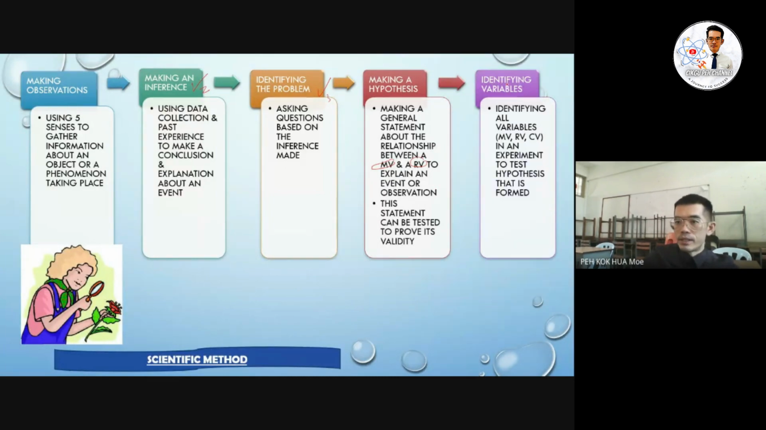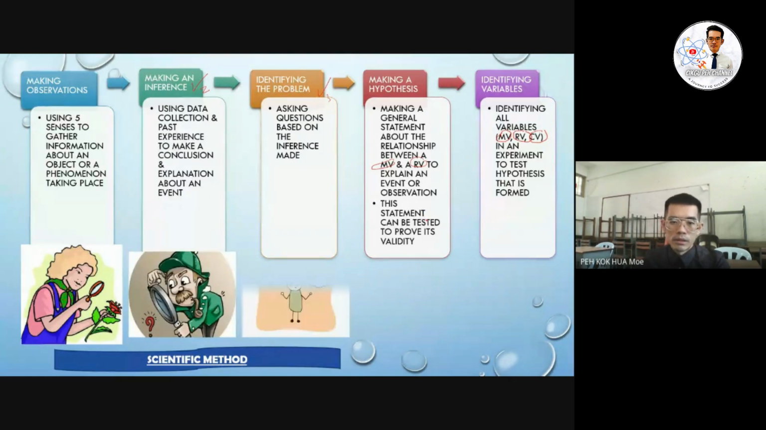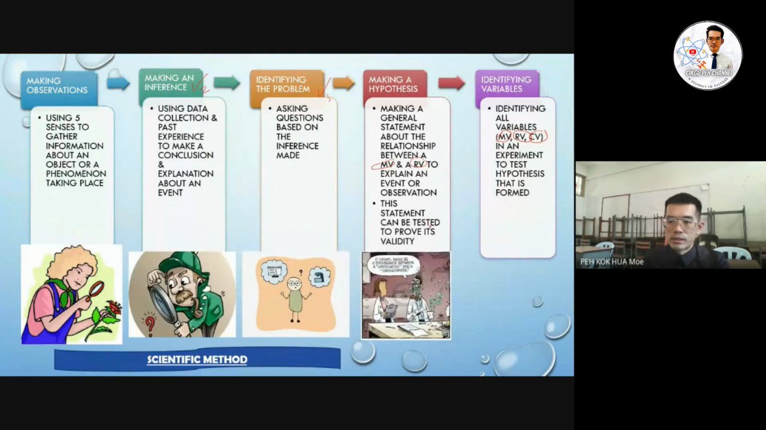Okay, and then the next will be identifying variables. So here we have 3 variables. The manipulated variable is the variable we need to change. And the responding variable is the variable that we need to measure, we need to observe. And the controlling variable is the variable which is fixed in your experiment. Okay, so this is the picture related.